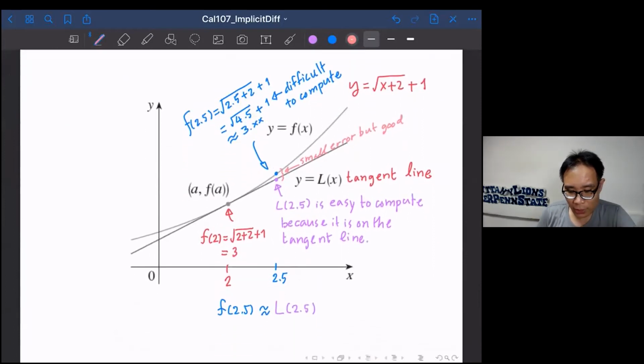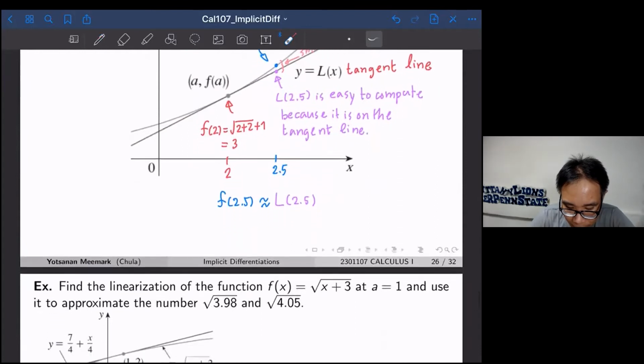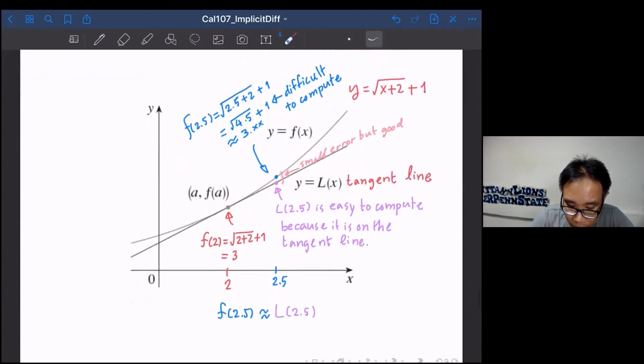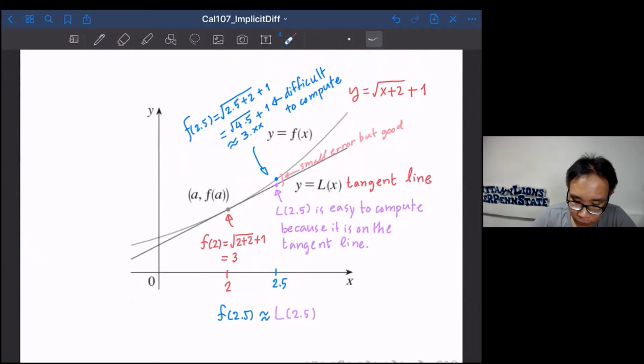The explanation is in this picture, and I hope it is clear what I'm doing. We're able to find the slope of the tangent line at (a, f(a)), which is easy to do, and we're going to use this point on the tangent line as our approximation. So you have to keep that in mind. Okay, let's do one example. Try to finish this one.